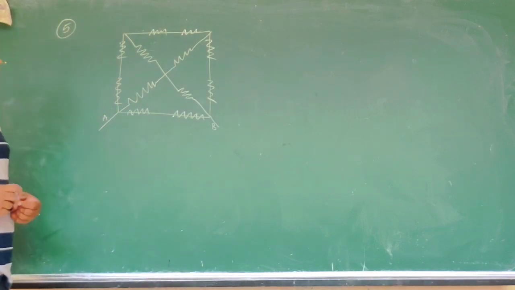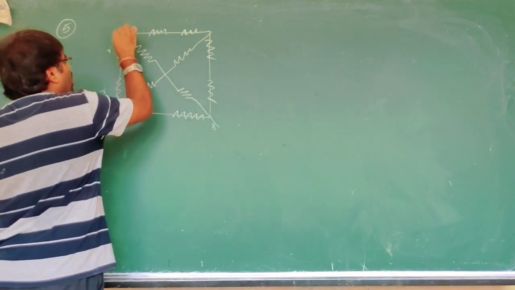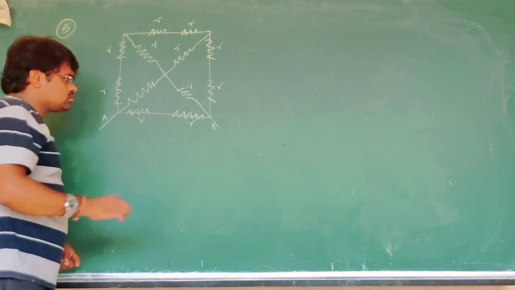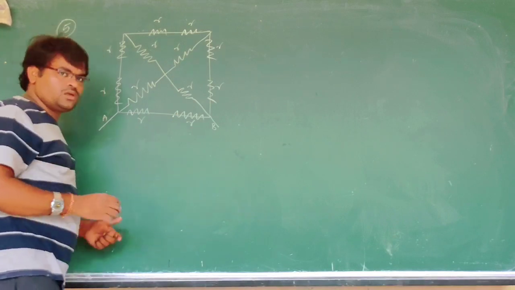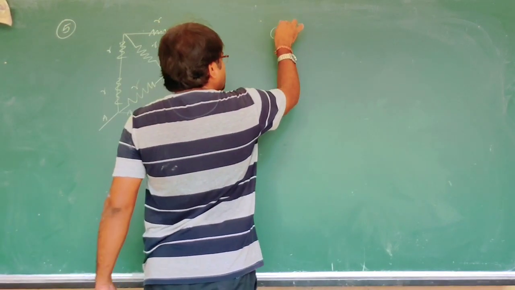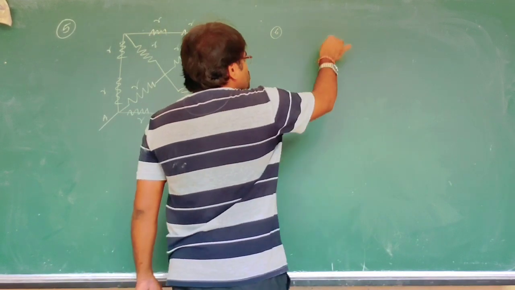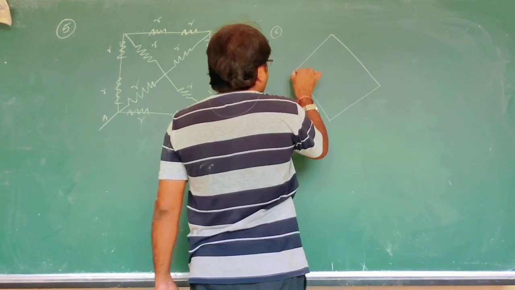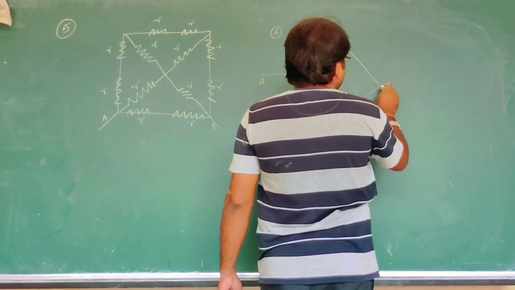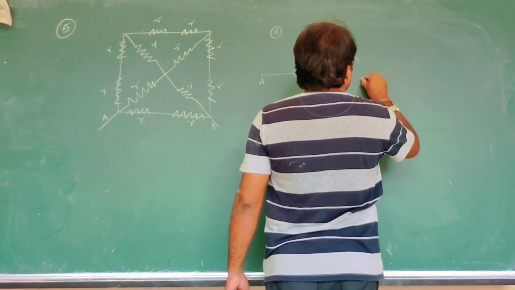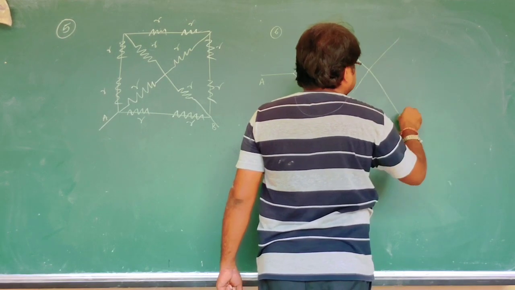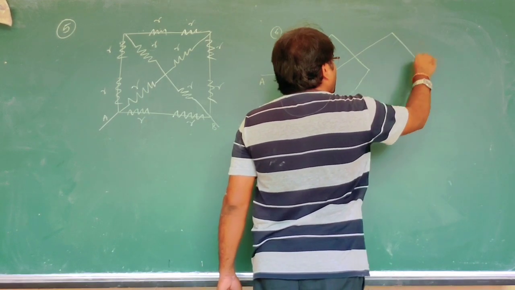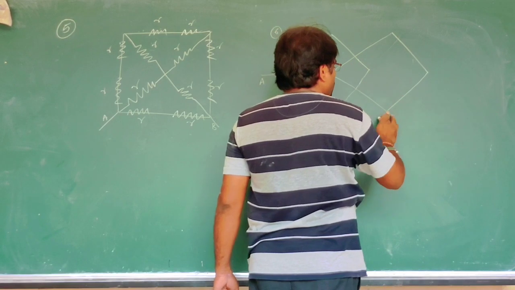Now, all resistors are equal, R. This one, another one also you will try. Another one also what? A. B.